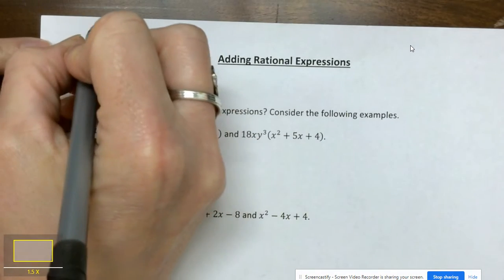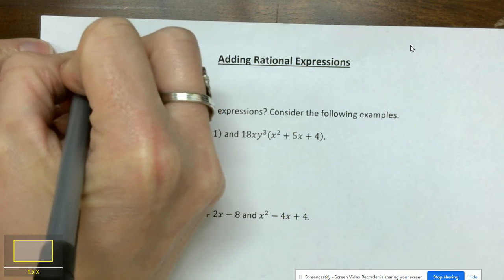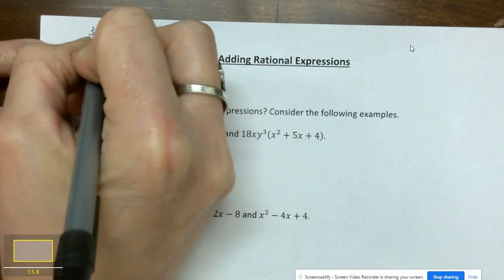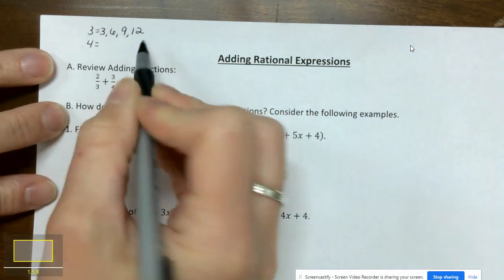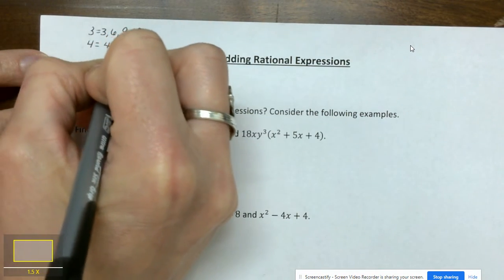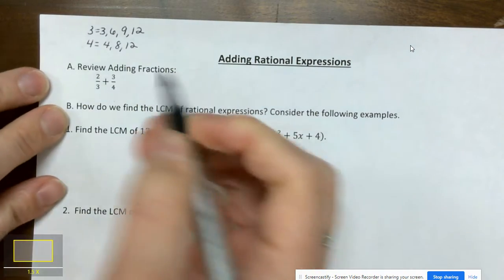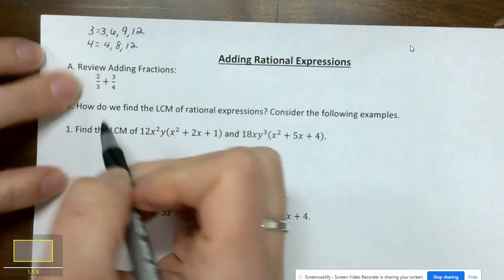So what I'm going to do is I'm just going to come up here and we're going to find that least common multiple. So if we list 3 and 4, it's 3, 6, 9, 12. Those are the multiples of 3. And down here we would have 4, 8, and then 12. So our least common multiple would be 12.